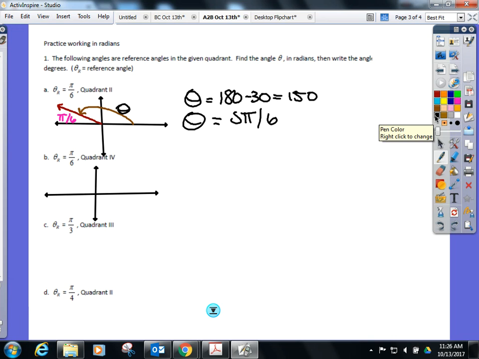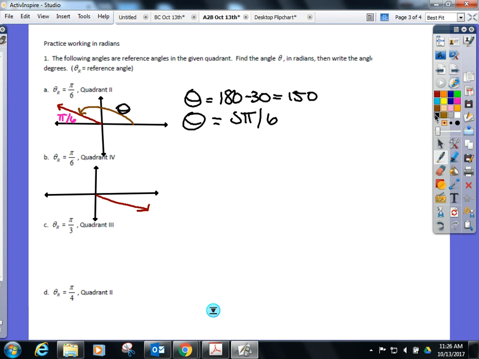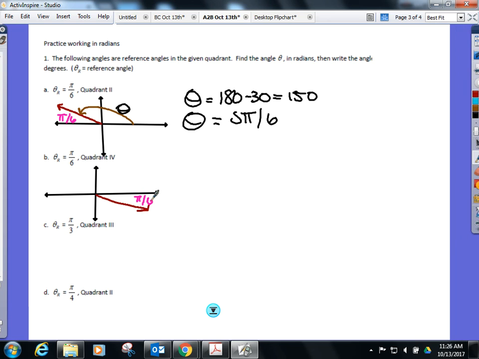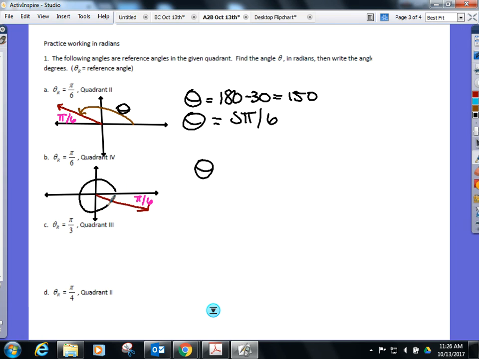What was pi over 6 again? 30. In quadrant 4 now. Quadrant 4, guys. A 30-degree angle with the x-axis in quadrant 4. So pi over 6. Can you guys find me the actual angle?